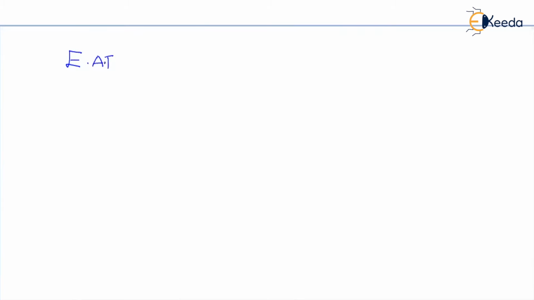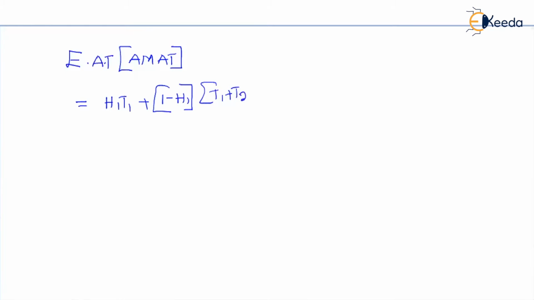EAT, effective access time of the cache, which can also be called AMAT, that is average memory access time, which is equal to H1 T1 plus (1 minus H1) into (T1 plus T2). This is for one level cache.